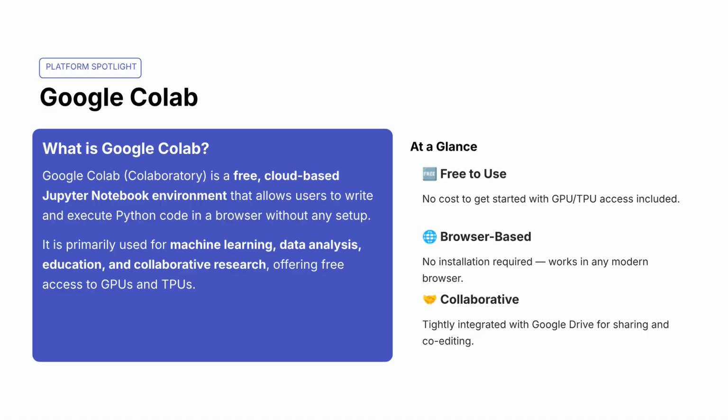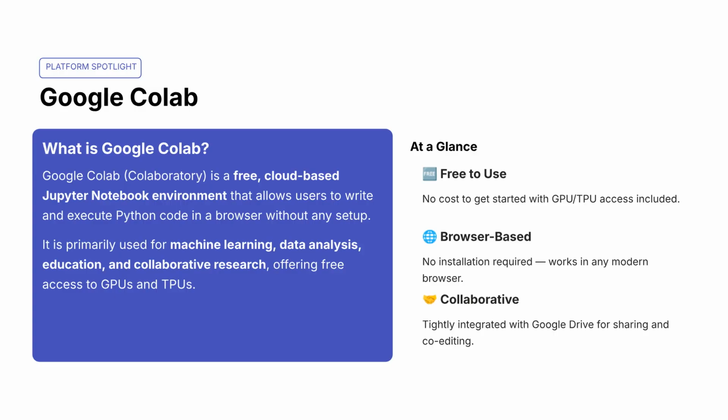First up, Google Colab, or just Colab as everyone calls it. It's essentially a hosted Jupyter Notebook environment, completely free, runs in your browser, no install needed. Google spins up a VM for you, you get a notebook interface, and you can start writing Python immediately. The killer feature, free GPU and TPU access. If you're doing any kind of deep learning or data science work, that's huge.